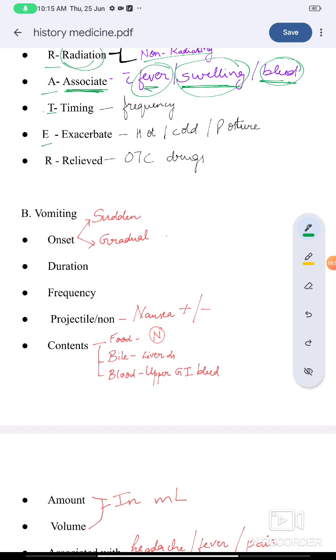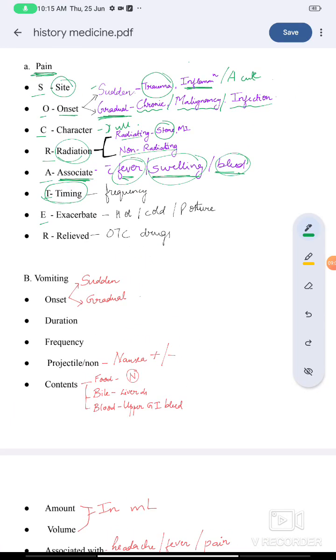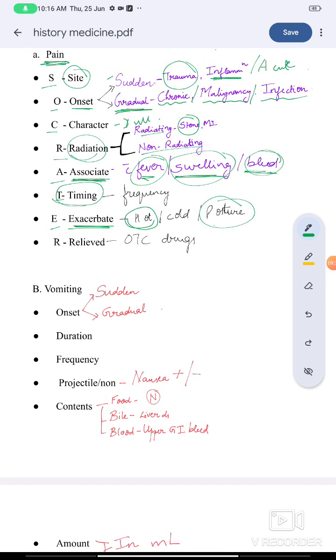Next comes T for timing. मतलब how many times the patient experiences the pain, that is the frequency of the chief complaint, which is pain in this case. Next is exacerbation, which means किसी भी चीज से क्या उसका पेन बढ़ा है. For example, pain is increasing on application of heat or cold or posture. So certain diseases, for example, if we talk about cervical spondylitis, so the pain increases when you flex the neck. So in such cases, history of posture is also important.